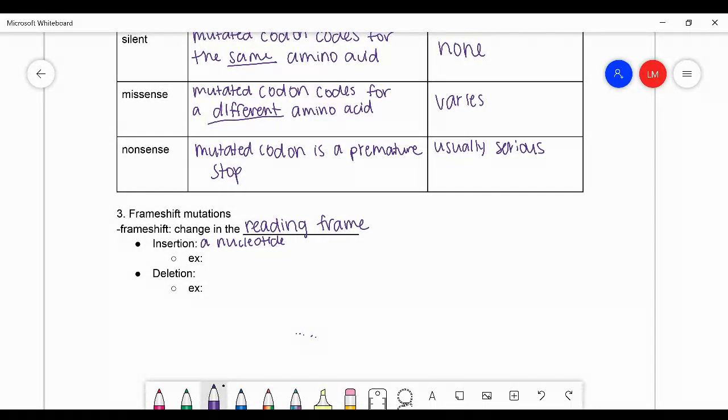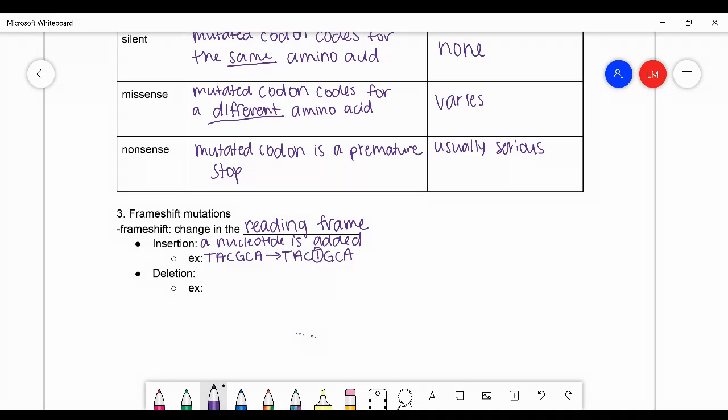Okay, so insertion, a nucleotide is added. So an example, maybe our DNA is supposed to read TACGCA, and there is an insertion, so then it reads TACTGCA. So we've added in a thymine here.